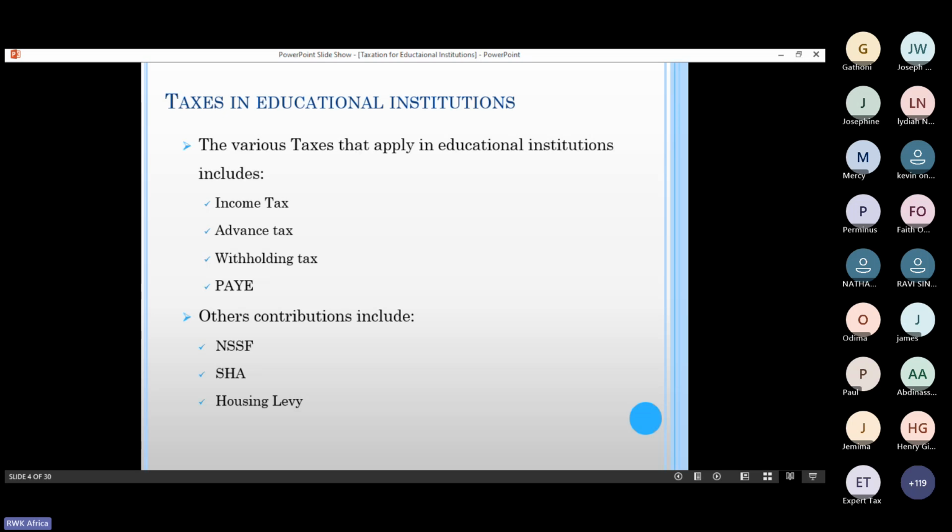Then we have pay-as-you-earn. I believe in every institution we have employees, and we should be remitting the pay-as-you-earn at the end of every month. For the other contributions, the NSSF, SHA, and housing levy, those employees that we have in our institutions are supposed to contribute, and it's the responsibility of the employer to remit that. So you're supposed to deduct that tax from their salaries and remit that tax to the authorities.